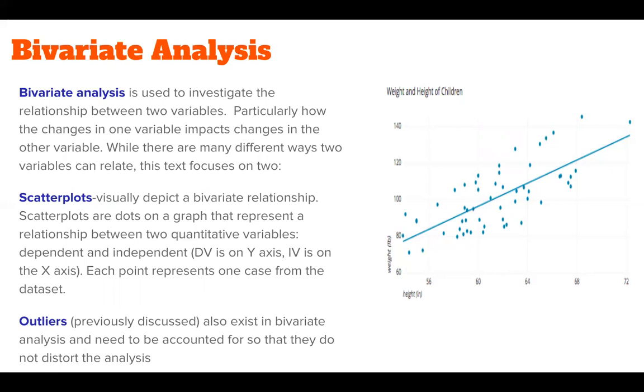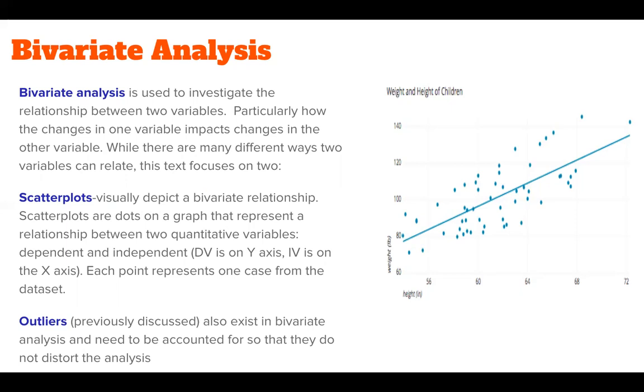So bivariate analysis is basically the type of analysis where you're investigating the relationship between two variables. You're particularly interested in how the changes in one variable impact the changes in the other variable. And while there are many different ways two variables can relate, this text focuses on two. And then I did not put those two down, so hopefully you're listening to this video so you can correct this mistake on the slides. But this text focuses on two ways. It focuses on correlation and it focuses on regression.